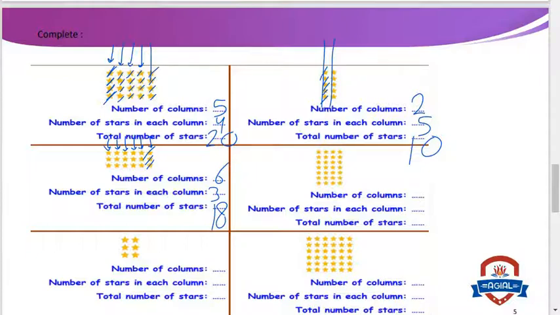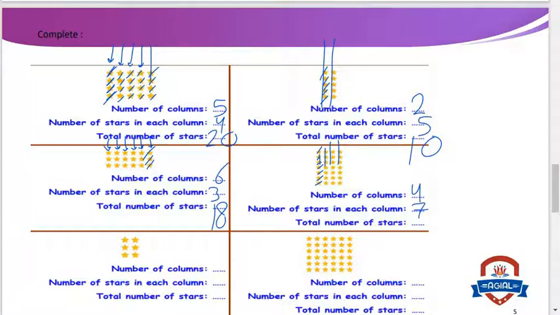Okay. In here, number of columns. How many columns do we have? 1, 2, 3, 4. So we will write 4. Number of stars in each column. How many stars in each column? Count with me. 1, 2, 3, 4, 5, 6, 7. Super. So we will write 7 stars in each column.